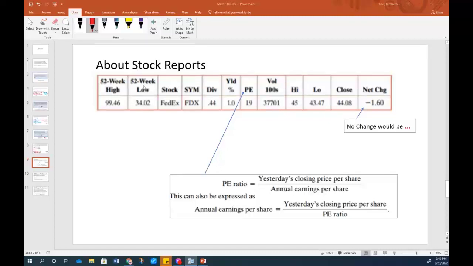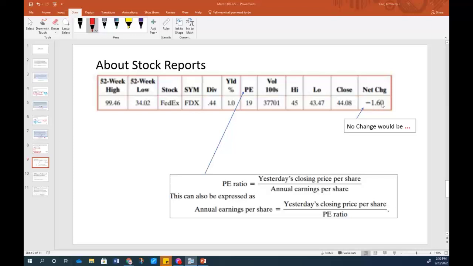Now the high, as opposed to the 52-week high, the high is the high value yesterday. Yesterday, the highest it traded for was $45. The low amount it traded for was $43.47 per share. And the stock market closed with this particular stock valued at $44.08 per share. It closed then a little bit lower than yesterday. This number here is negative 1.60, and that means that the share of FedEx stock went down by $1.60.